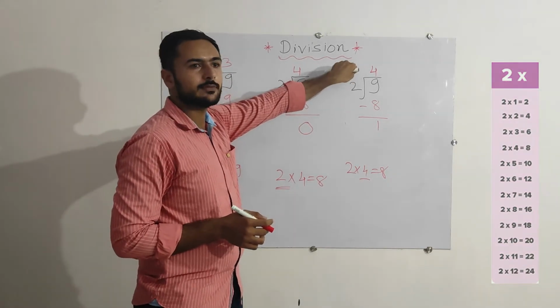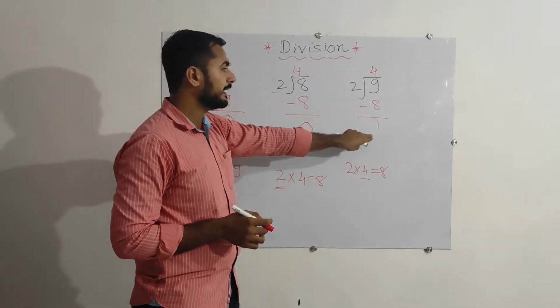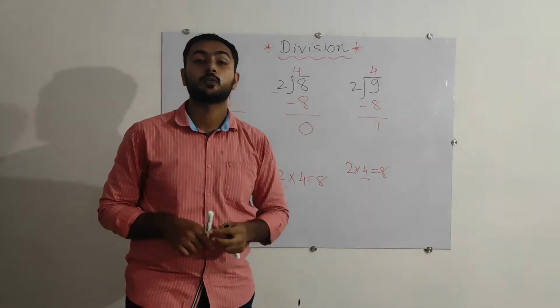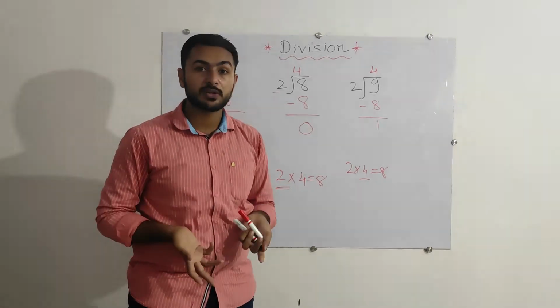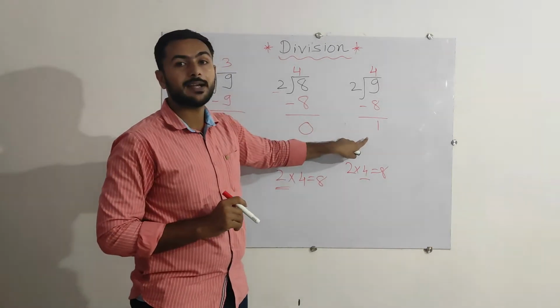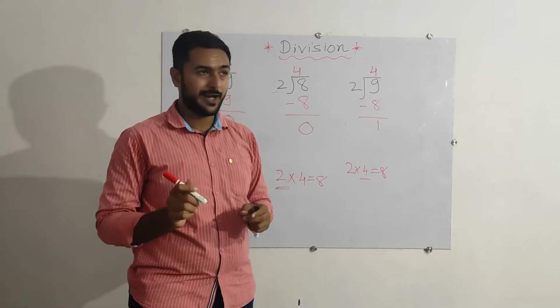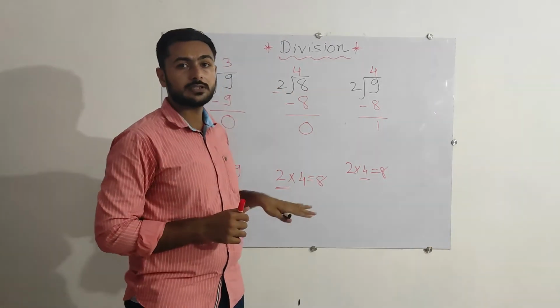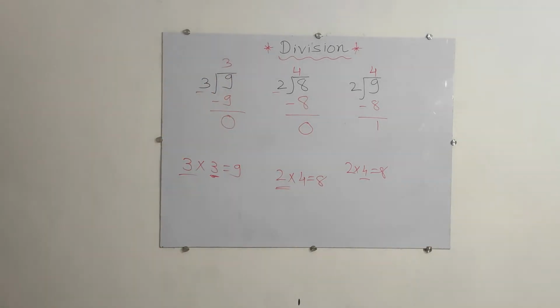So quotient is 4, 2 is the divisor, 9 is dividend, and here 1 is remainder. Sometimes you can get remainder 0 as well as other numbers also. So don't worry, but the condition is that whatever remainder you get, it should be smaller than the divisor. Fine? Okay, pause the video and note this down.